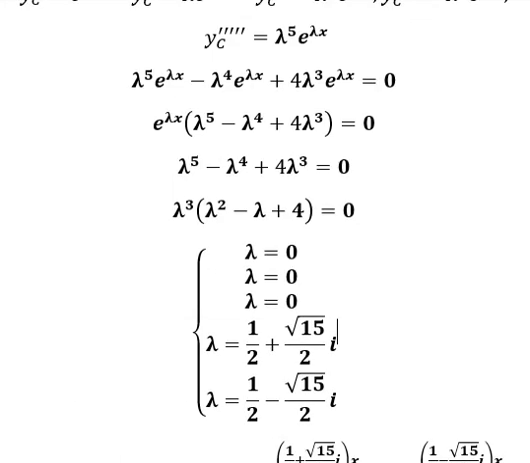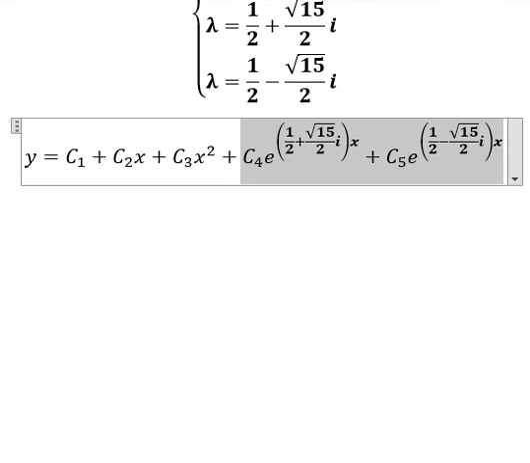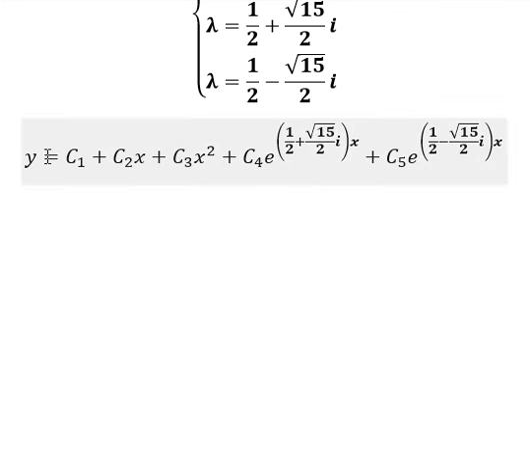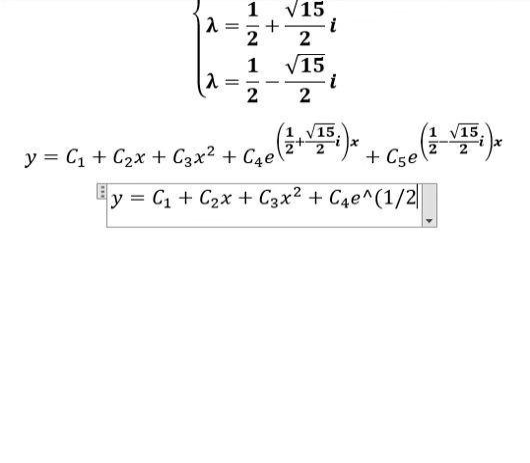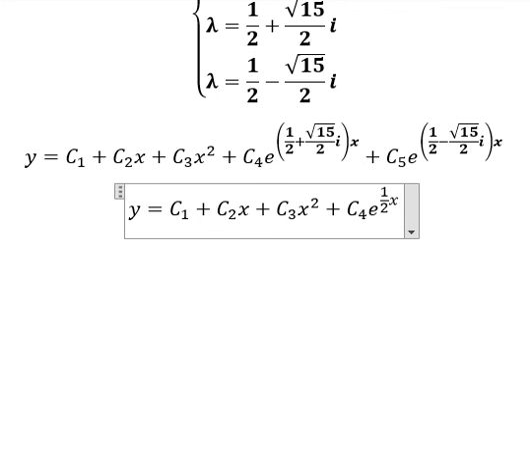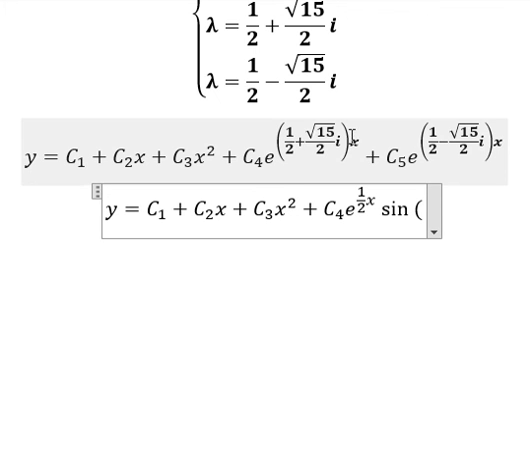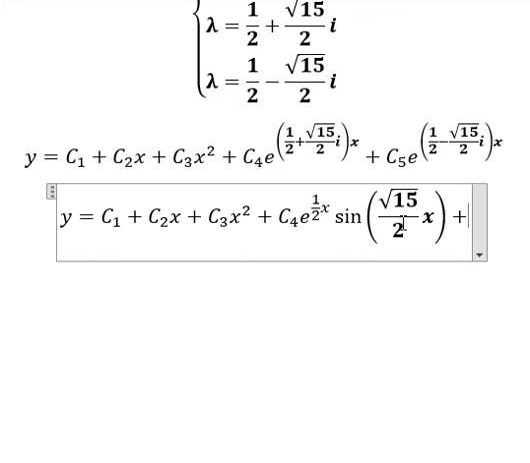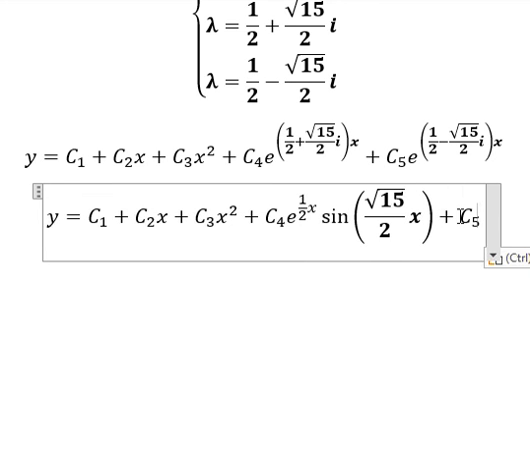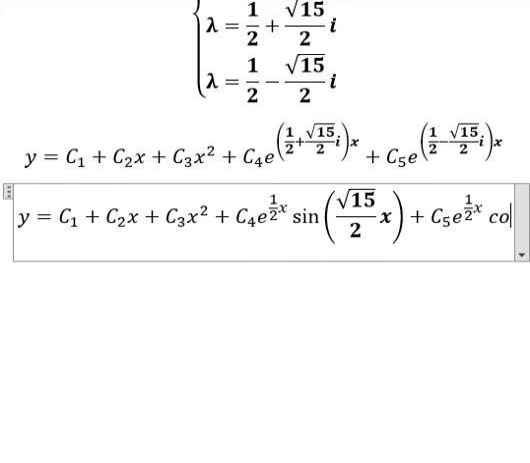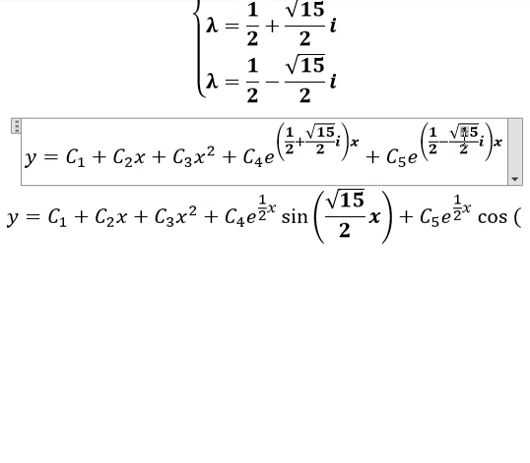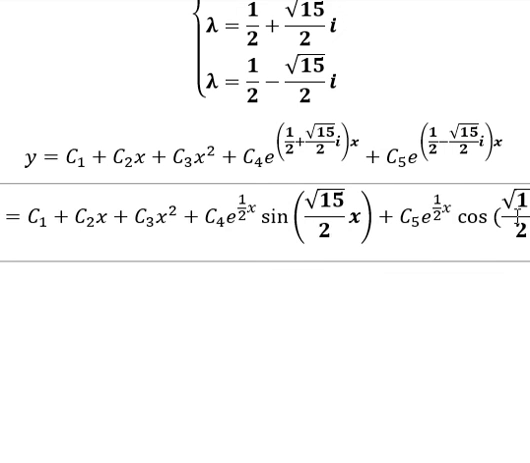So about this one, we can put into another way. That is e to the power of 1 over 2 s multiplied by sine of this one with s, and later that C number 5, e to the power of 1 over 2 s, and we have cosine of this one with s.